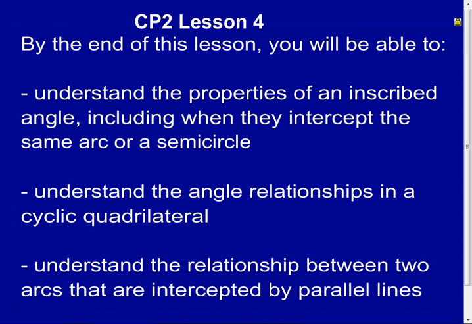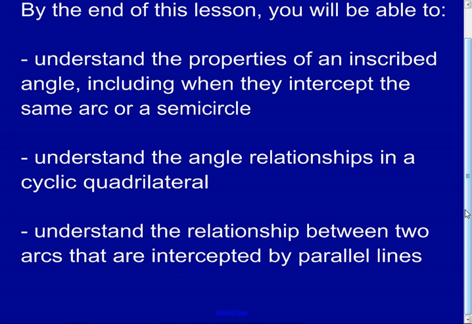Okay, by the end of the lesson, we're going to understand the properties of inscribed angles when they intercept the same arc or semicircle. We're going to understand the angle relationships in a cyclic quadrilateral, and we're going to learn what that word means, and understand the relationship between two arcs that are intersected by parallel lines.